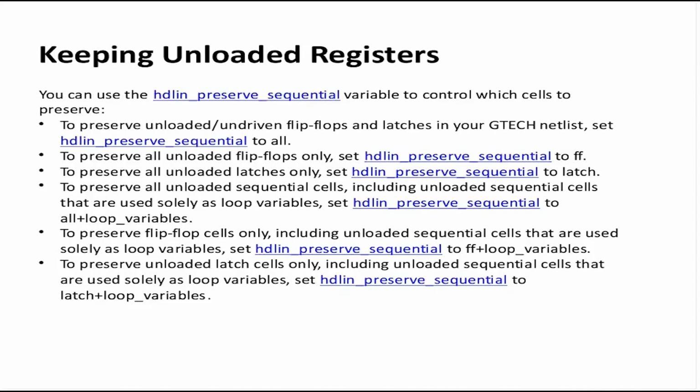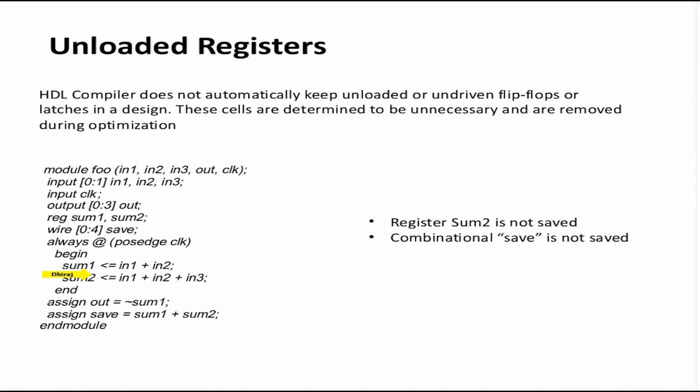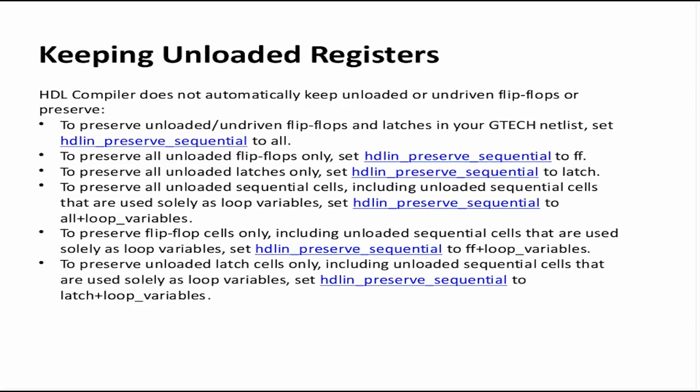However, in the initial design phase, let's say I coded this. I intended to use sum2, but for a later period, and you still want to see what the area impact is. You want to analyze the area impact, but you do not know where sum2 will go for now. You can tell DC to keep the unloaded registers.